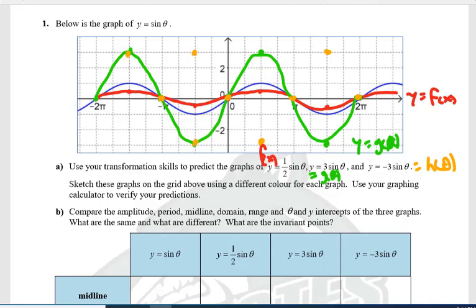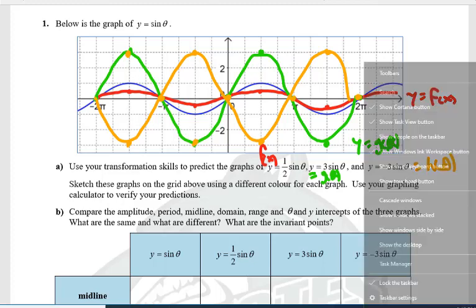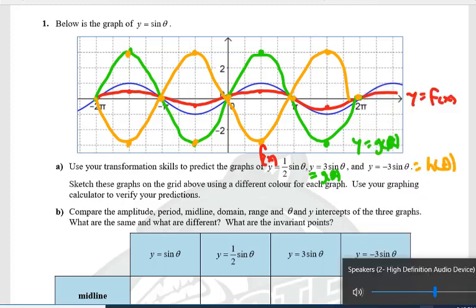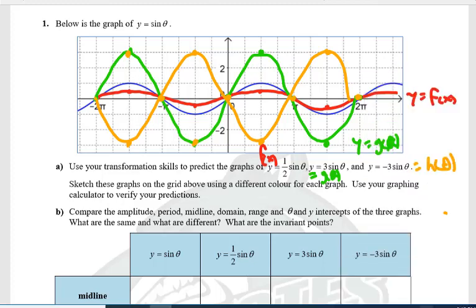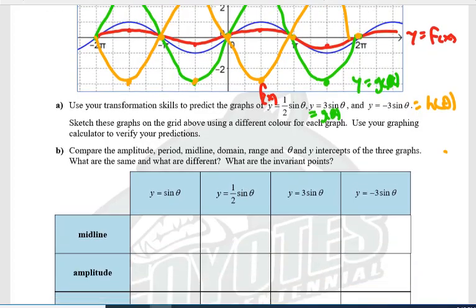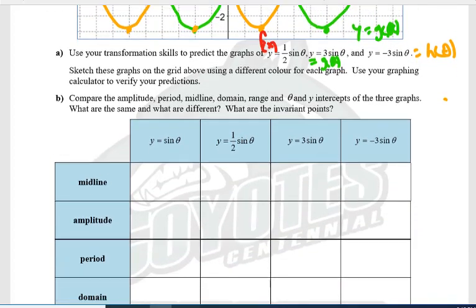Invariant points, just like the word describes, don't change. They are invariant points, and it should look a little bit like that. So those are those three graphs. Use your graphing calculator to verify your predictions. Okay, so it should look right about like that.